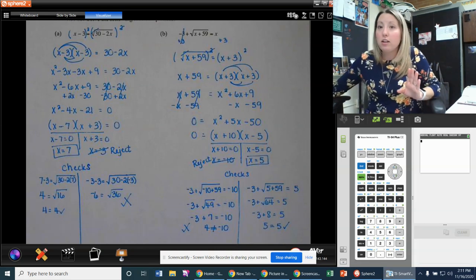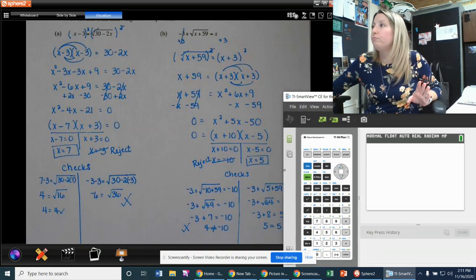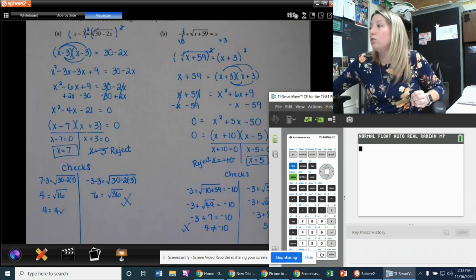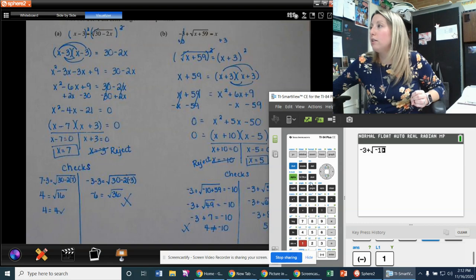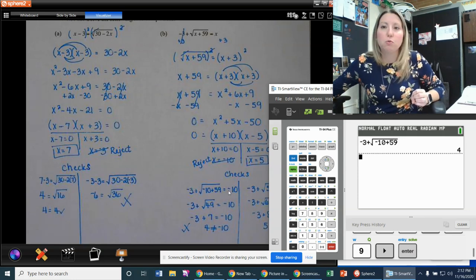And again, checking your answers can be as quick as coming over here to the graphing calculator. So what I'll do here is I'll just check negative 10 and positive 5 in the graphing calculator for our question B here, to show you what to do. So negative 3 plus the square root of negative 10, oops, need to see my 0, plus 59. And so I've plugged that in, I get 4. Well, I know that it's supposed to equal negative 10, so I know I need to reject it.